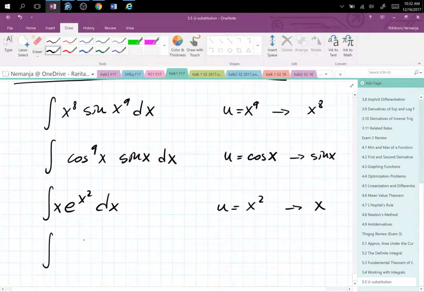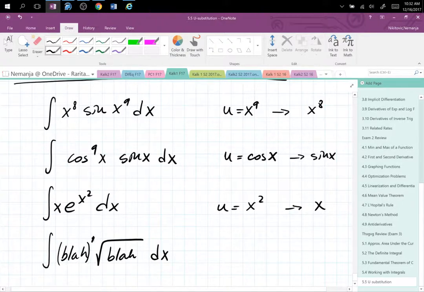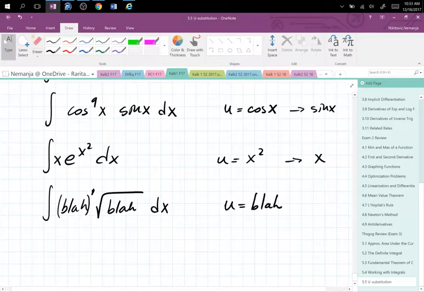If you have the integral of some expression over the square root of that expression, dx, and the derivative of that expression is present, then the u is going to be that expression. So it doesn't really matter what you apply it onto. It has to be a function composition, clearly. But it clearly has to be a function and its derivative present, and then whatever you're going to do to that function, that will remain in your u-substitution part.